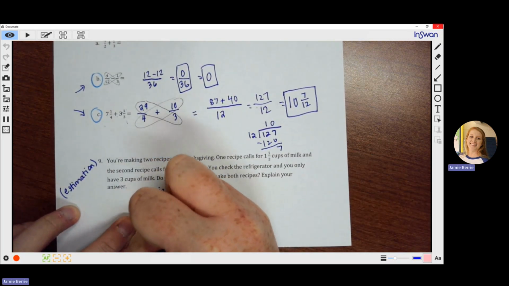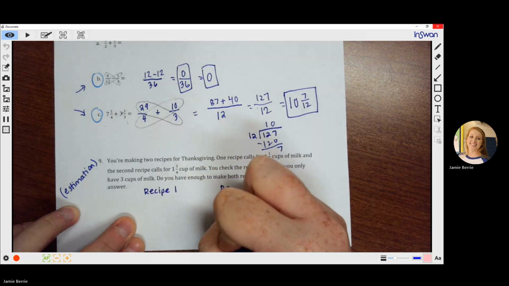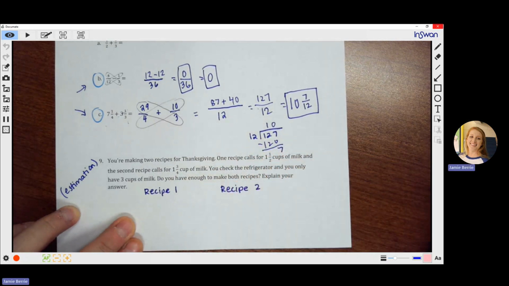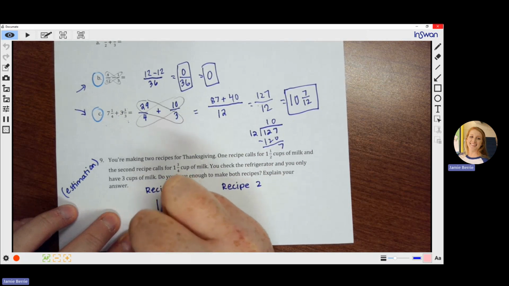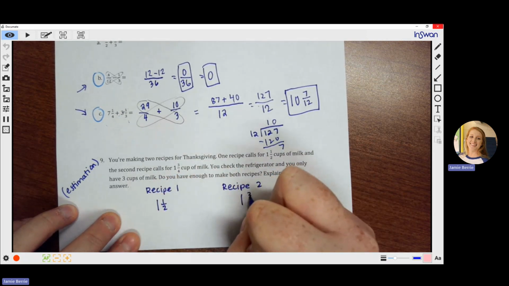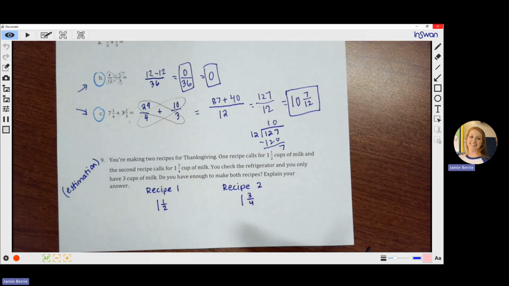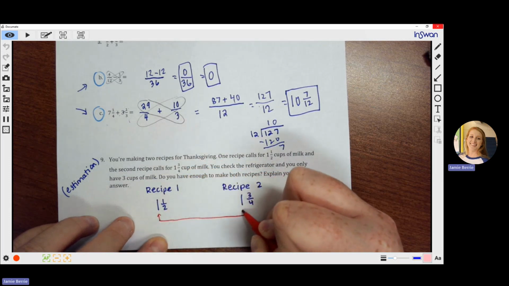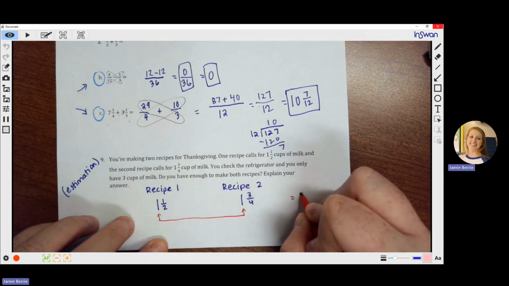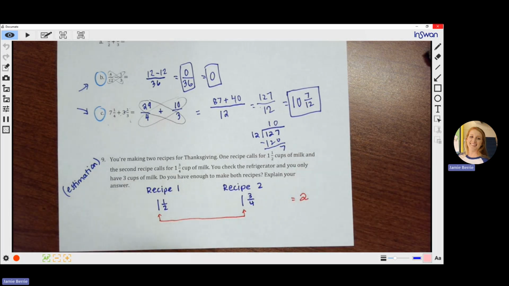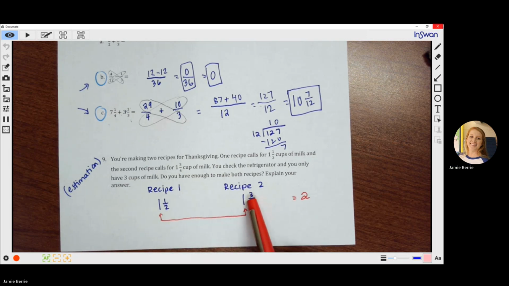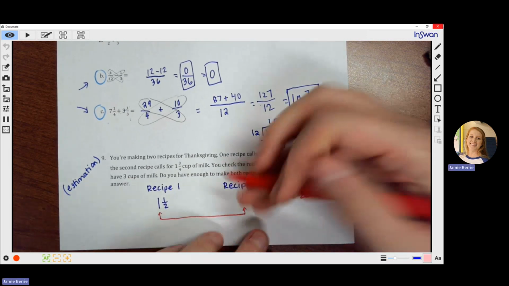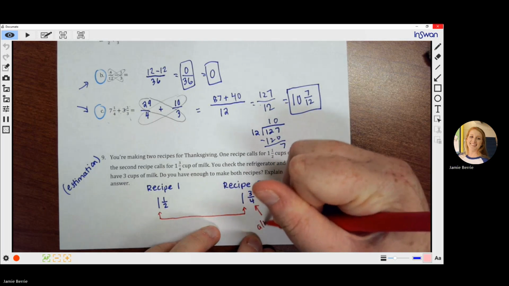All right, so for our recipe 1 and recipe 2, the first recipe needs 1 1/2 cups of milk. The second one needs 1 3/4 cup of milk. All right, so if I add my whole number parts together, 1 and 1, I know I need at least 2 cups of milk for sure. Additionally, over here, I've got 3/4 of a cup of milk. We know that's almost a whole cup.